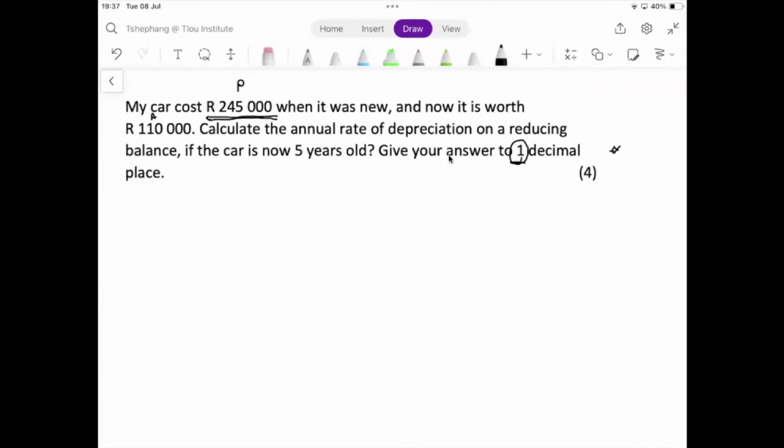Okay, if you have an answer, please do type it in the chat. Okay, Dewayne got 14.8. Thank you, Dewayne. We're going to check just now, right? So we know the formula is going to be A equals P times (1 minus i) to the power of n, because they said reducing balance. And 110,000 rands is equal to 245,000 times (1 minus the interest rate), which is what we're trying to find, to the power of 5.